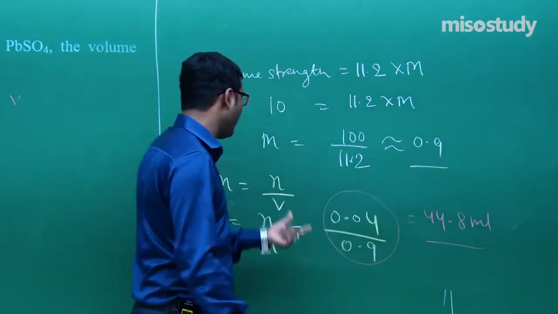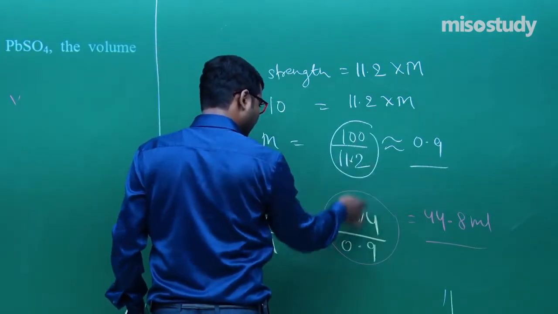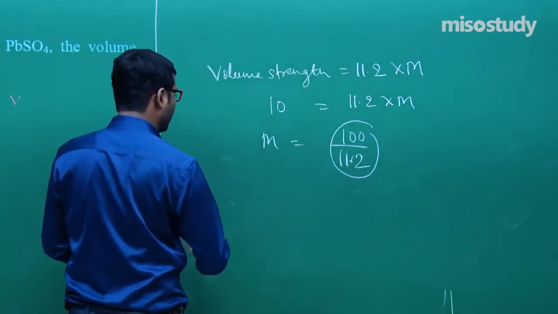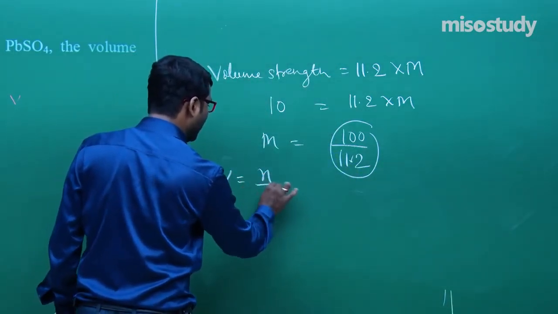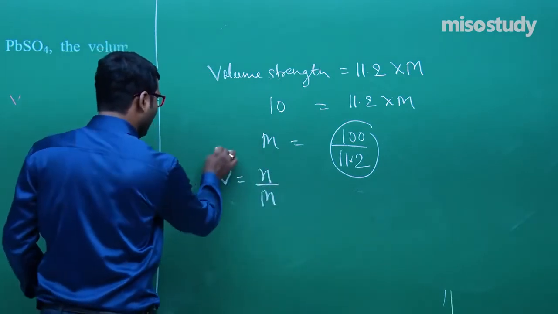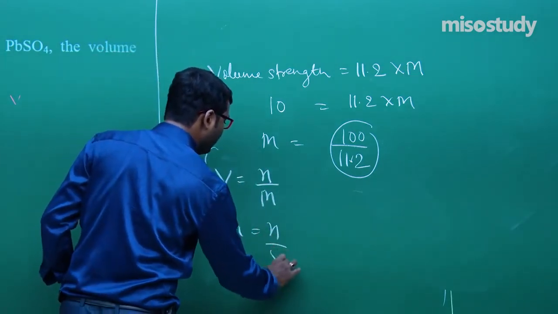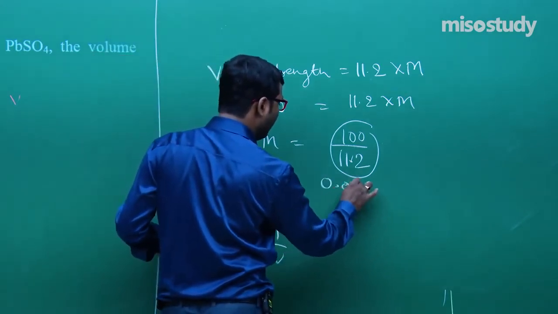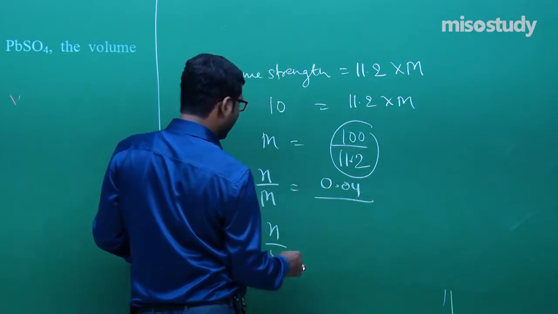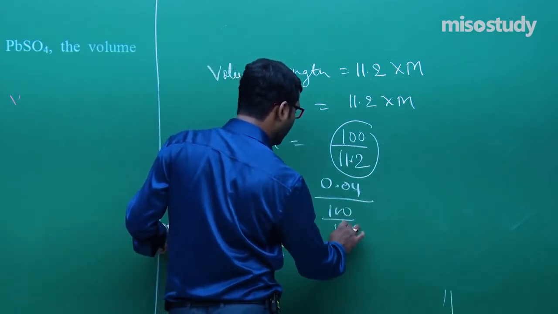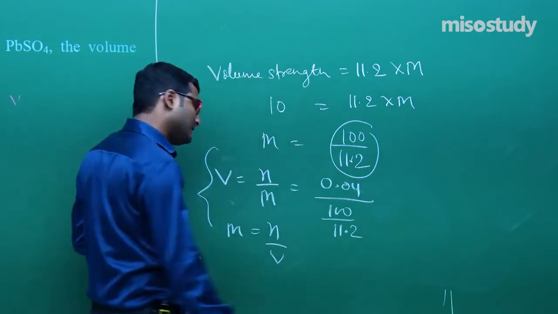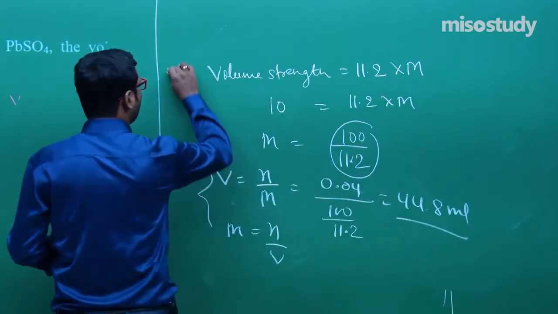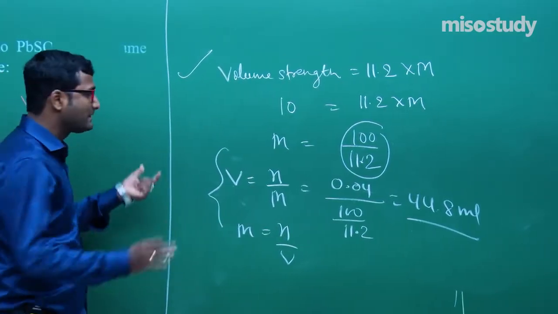So it will give around 0.89. You do not need to write like this. One plain calculation is sufficient. That is, volume is equal to N upon M, because molarity is equal to N upon V, so V is equal to N upon M. N is equal to 0.04. Yes, sir. Now molarity is equal to 100 upon 11.2. Now if you solve, then definitely you will get the answer 44.8 ml. This is another method to approach this question. Clear? This is the simplest method.